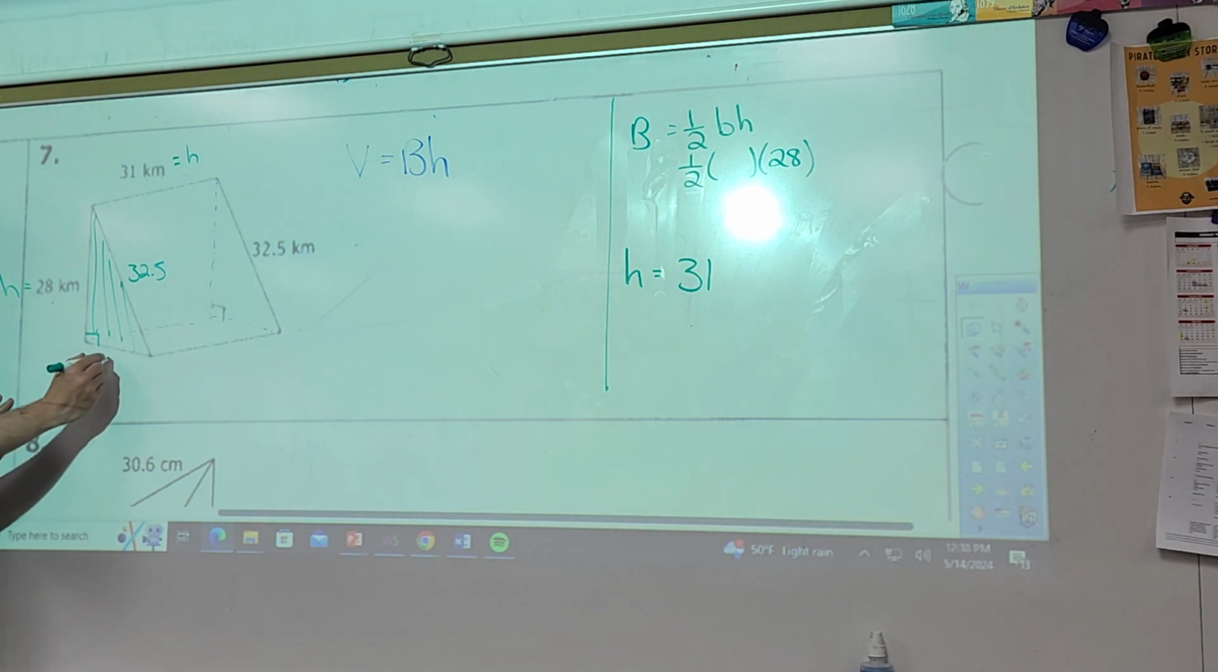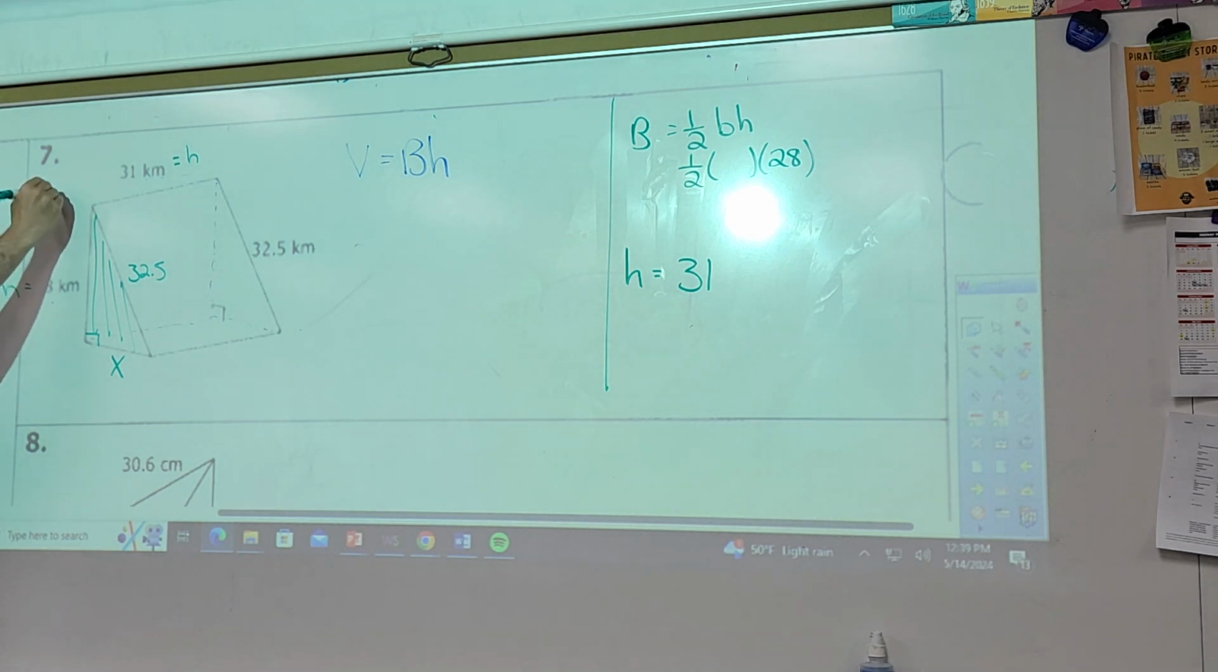Oh no, what do I have to find down here? What kind of triangle is this? It's a right triangle, right? So could I do x squared plus 28 squared equals 32.5 squared to find that missing side? When I do that, would you believe it?